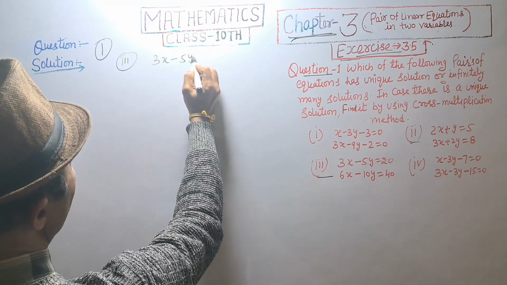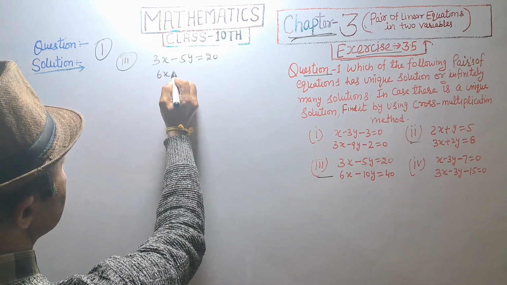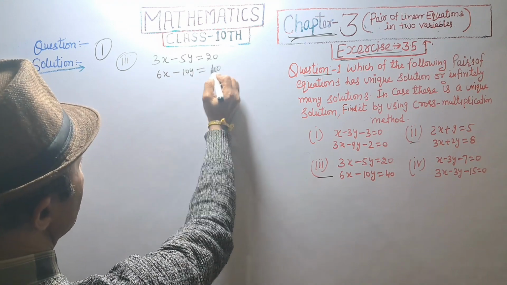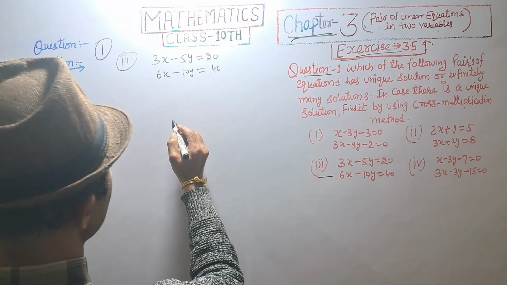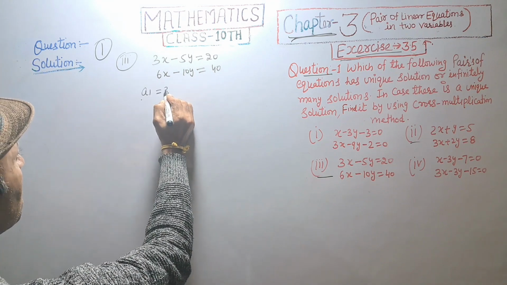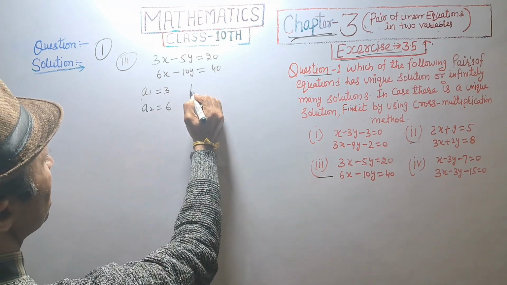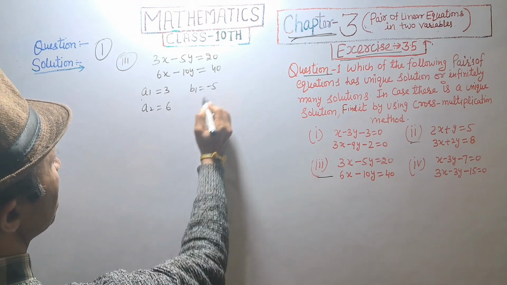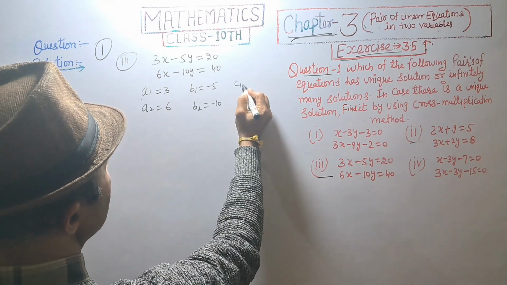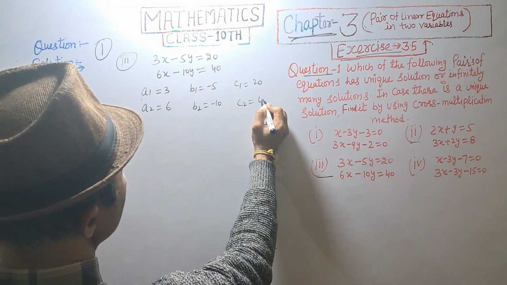3x minus 5y is equal to 20, and 6x minus 10y is equal to 40. A1 is equal to 3, A2 is equal to 6, B1 is equal to minus 5, B2 is equal to minus 10, C1 is equal to 20, and C2 is equal to 40.